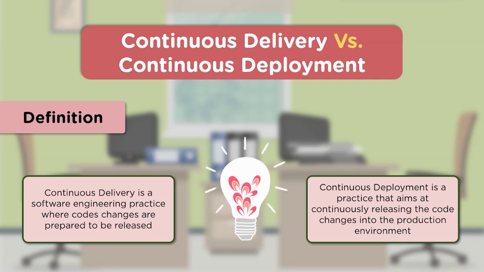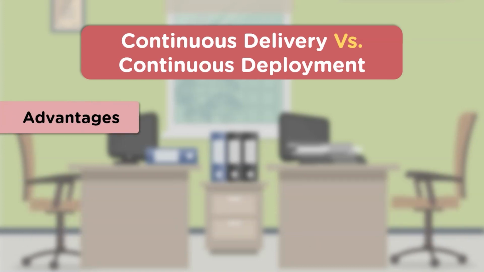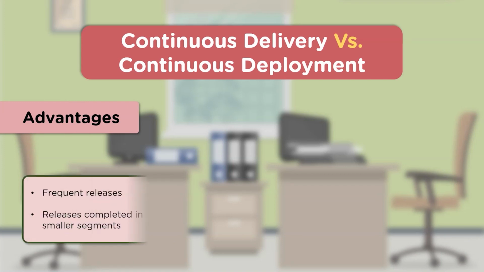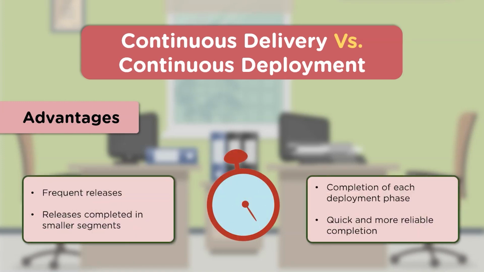Whereas continuous deployment is a DevOps practice that focuses on continuously deploying or releasing the code changes into the production environment. Then the second factor is advantages. Here we will see the advantages of the two. Continuous delivery is known for frequent releases, while continuous deployment is known for completion of each deployment phase.